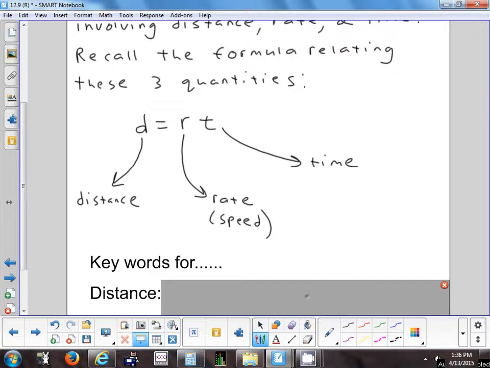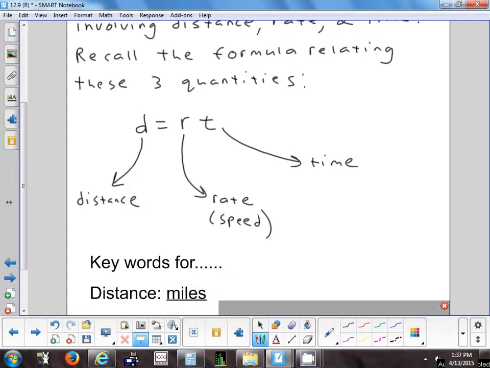So as we go through the word problem, you might get something that says Joe traveled 33 miles. We have to know, what is that? Is that his time? Is that his distance? Is that his speed? So what's a key word that you would see that would be measured in distance? Miles. Is there anything else? Do we measure anything in feet? No, I think everything we're doing for today and tomorrow is just in miles.